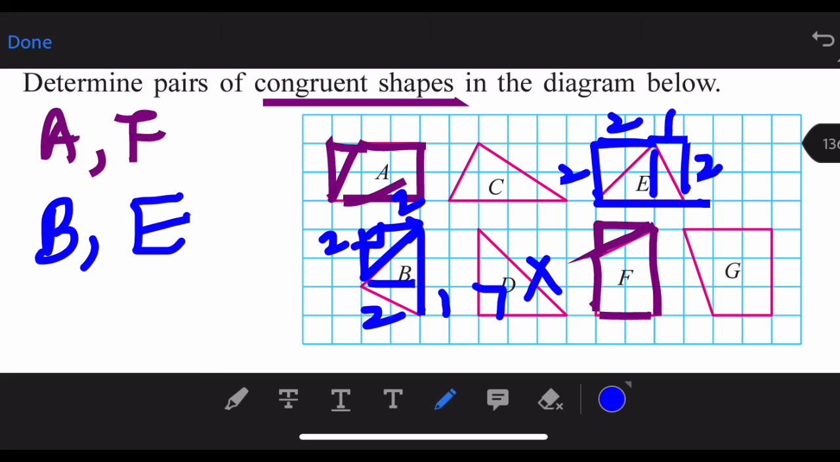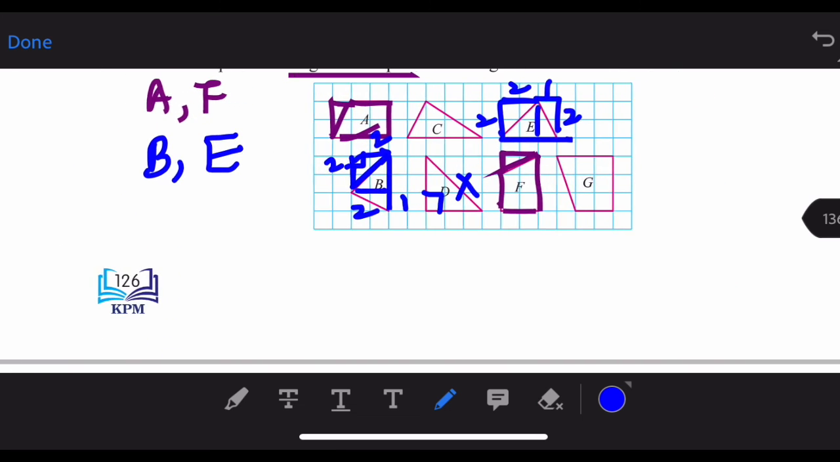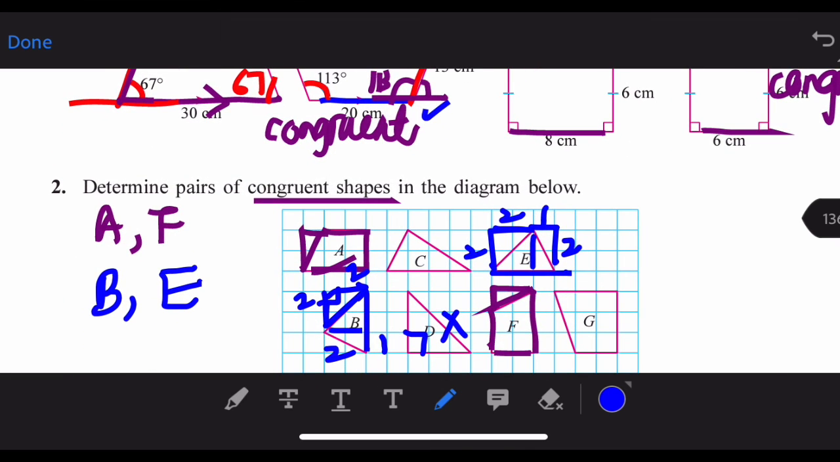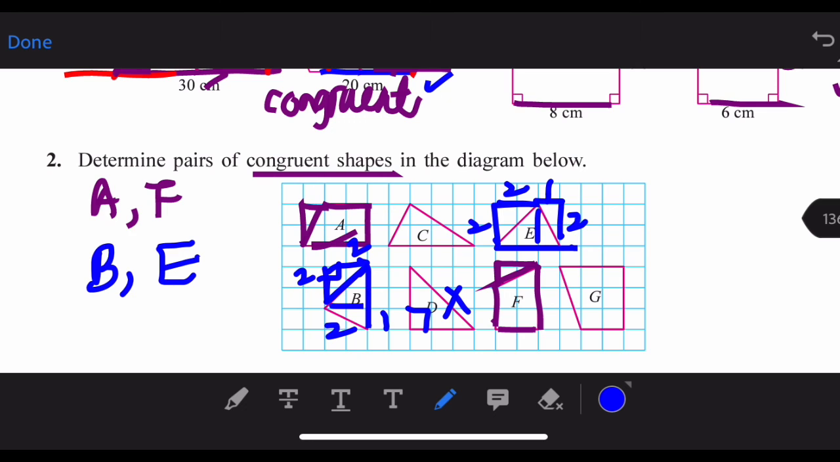I guess that's all for the answer. There are only two pairs of congruent shapes. Congruent is quite easy, right? We just identify the sides and the angles. So that's all about the congruent exercise.